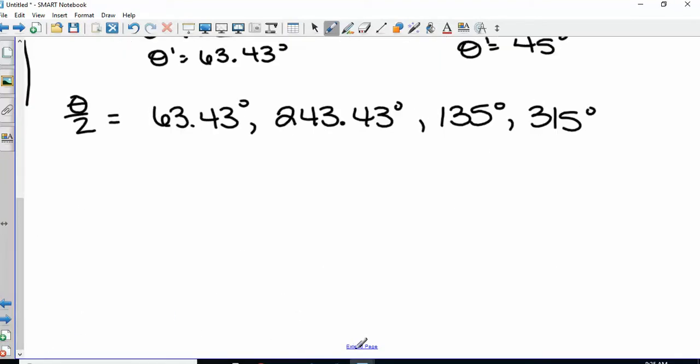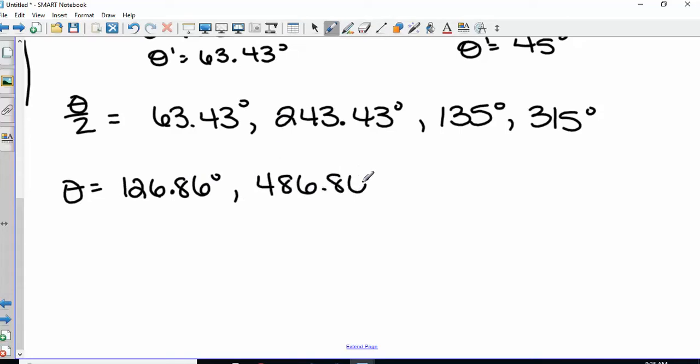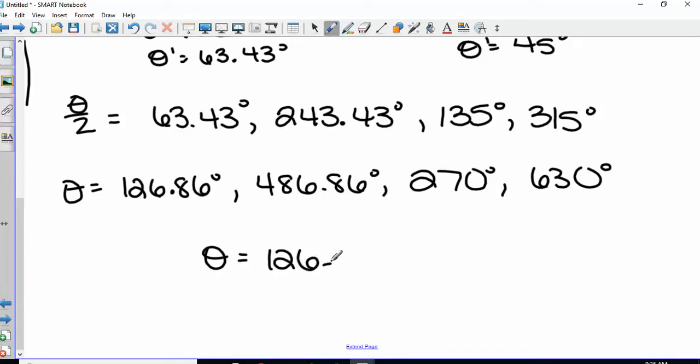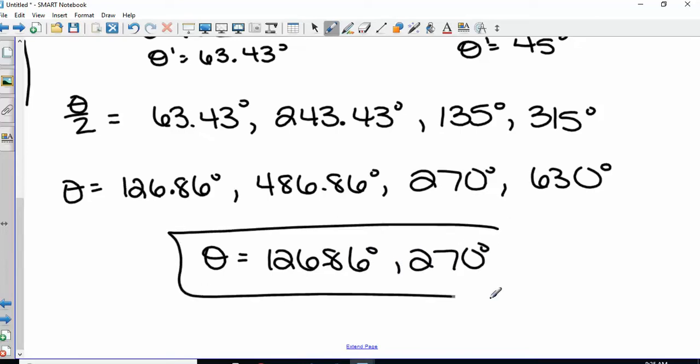Now what do we need to do? Take everything times 2 to solve for my theta. So I get 126.86 degrees, 486.86 degrees, 270, and 630. But my directions were to give the answers between 0 and 360. So between 0 and 360, only these two work.